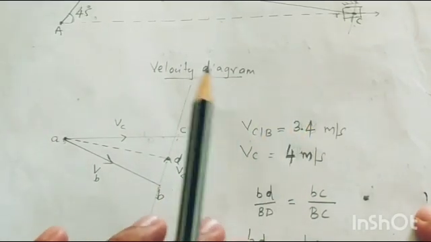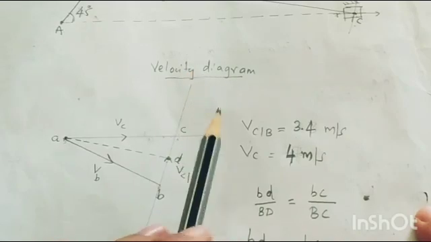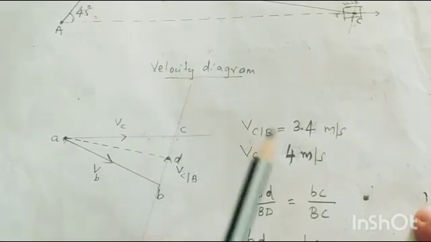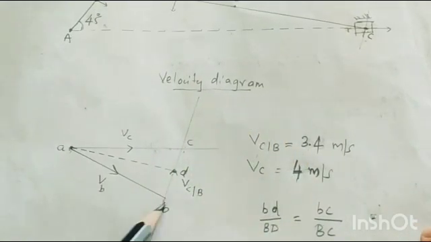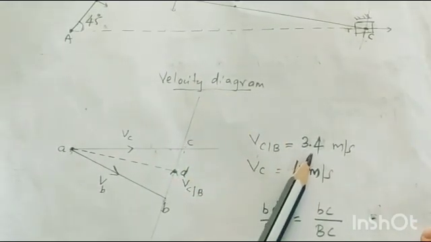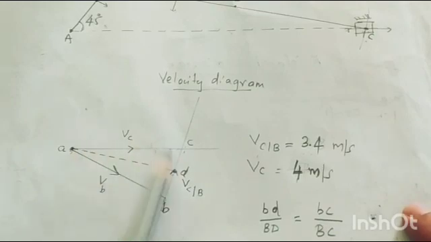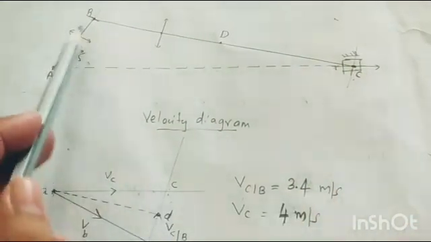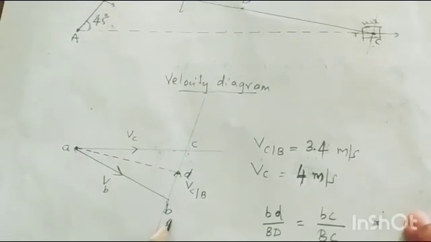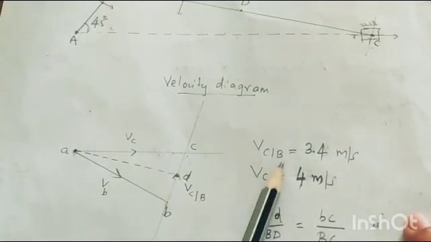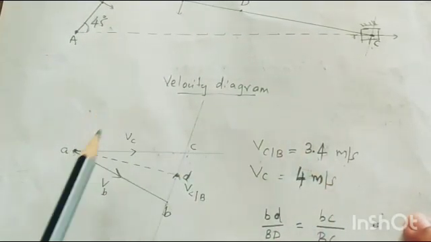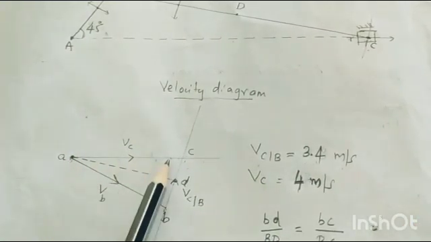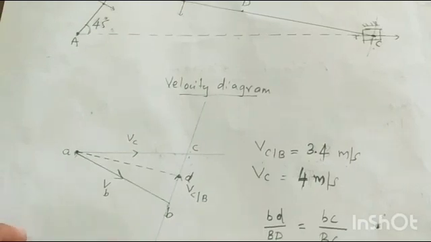So any values above plus or minus 0.5 are okay. So you can take that value. It is 3.4 you are getting, and this is nothing but the velocity of the piston. This is the velocity of the connecting rod. Velocity of the connecting rod VCB is 3.4, and velocity of piston VC, if you measure, you will get 4 meters per second.